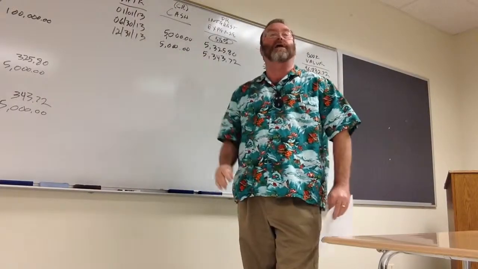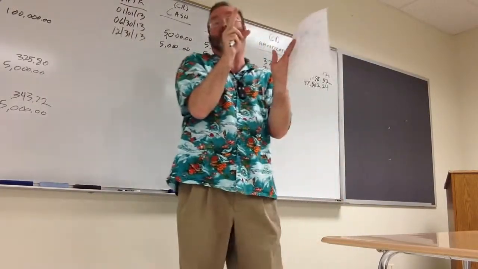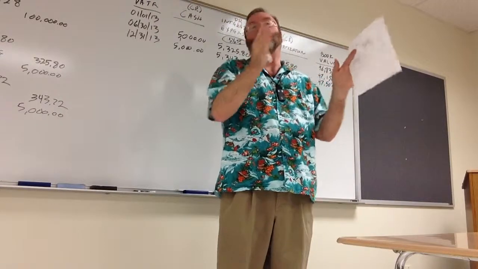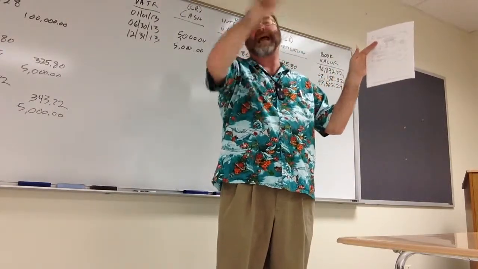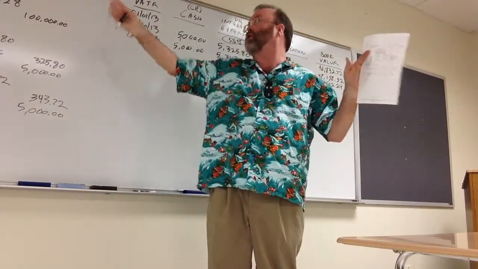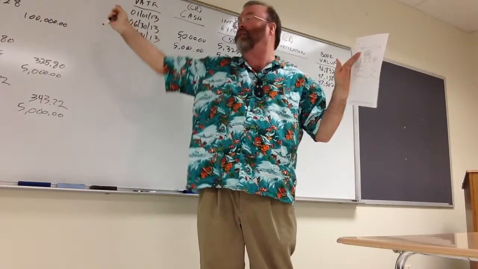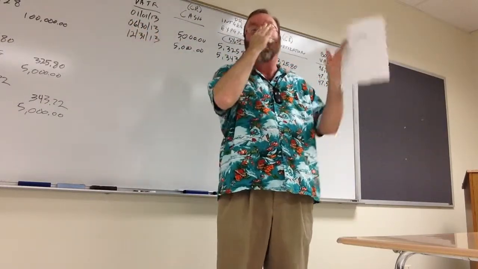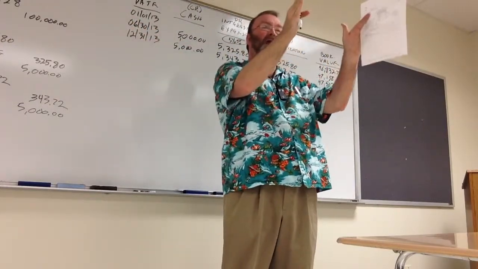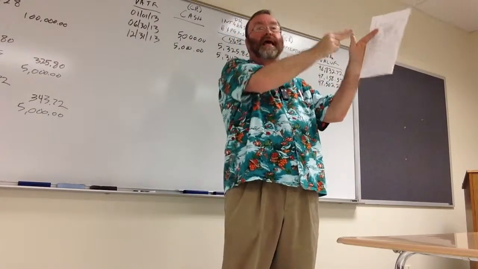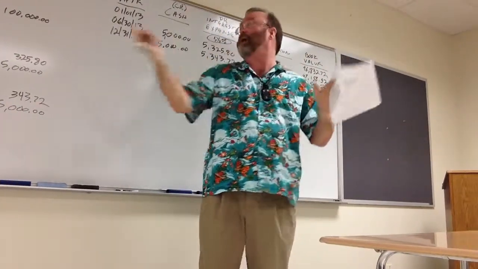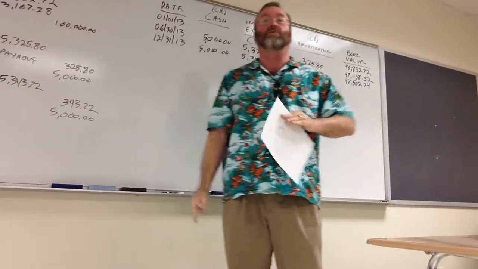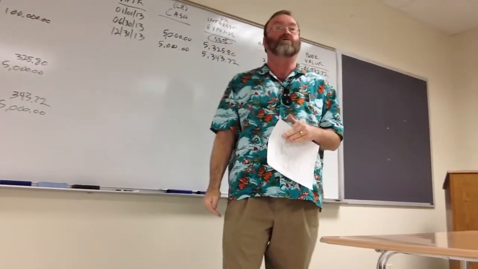That's a contra liability. So the way it would be presented on the balance sheet is one of two ways. You'd either have bonds payable net, and then you would just show the 96,832.72, or you would have bonds payable 100,000 less discount on bonds payable for the 3,167.28.